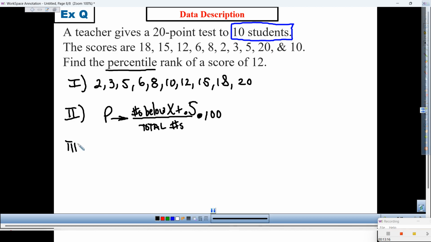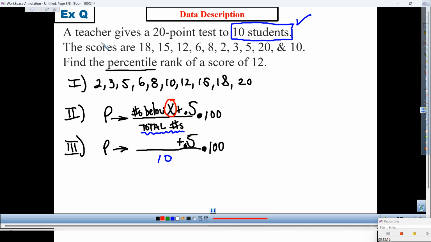So for step 3, basically, we just need to substitute values. So let's see. What stays the same? The 100, the 0.5. But now we need 2 sets of information. So first of all, do we know the total number of numbers? Yes. What is that, everyone? 10. So that goes down here. That is correct. So now that's going to get me to the focus of this one. It says numbers below X, or a particular number.